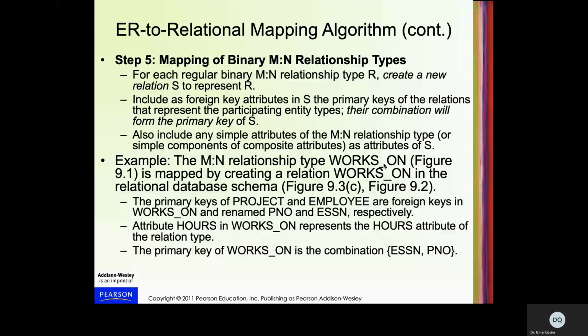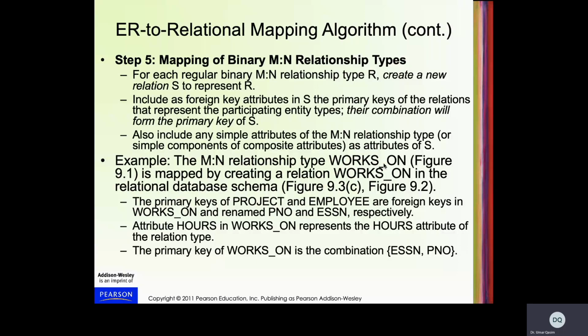Now, mapping of the binary relation type many to many and how we are going to deal with those relationships which are many to many. For many to many, what we do is we create a middle table or a new relation, and this new relation or table contains the primary keys of both of those relations that already exist, and puts them as foreign keys in this new table.